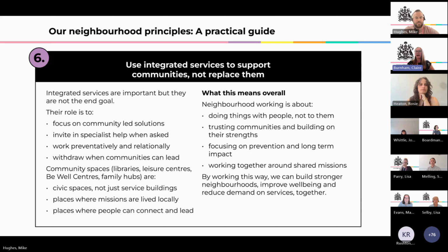And if we can do that, we will build stronger neighbourhoods by co-designing, working alongside and listening deeply. So I'll pause there. That's our practical guide in terms of our principles.